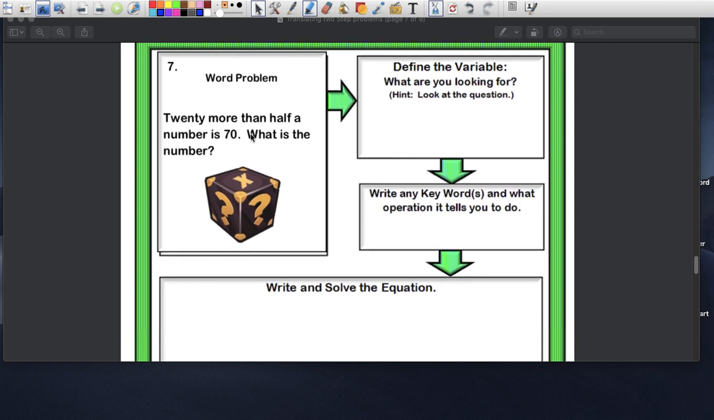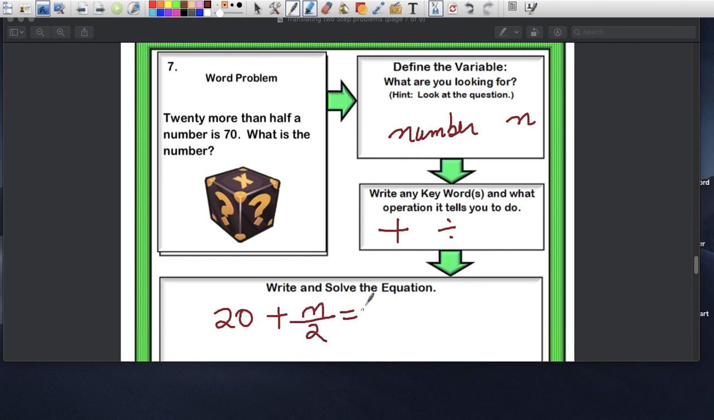$20 more than half a number is 70. What is a number? So this one's, you know, what you've been doing before. So 20 more, so the more means an addition. Half a number means division to me. What is that number? So what is a number? Number is what we're looking for, so we're going to use the letter N. 20. What's 20? 20 is this. More means more. Half of a number. How do we write half of a number? Here's a number, and here's half of a number. And equals 70. So that's my equation.